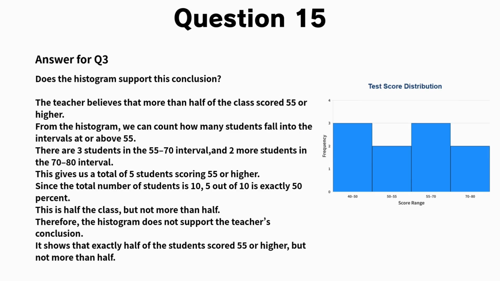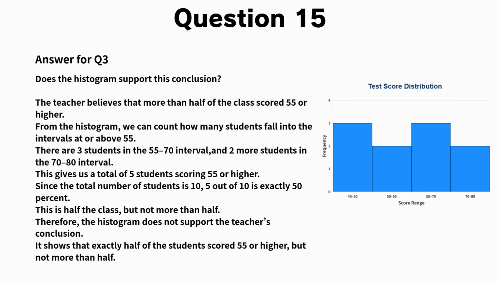Answer for question 3. No, the histogram does not support the teacher's conclusion. The teacher believes that more than half of the class scored 55 or higher. Let's check this using the data. From the histogram, we need to count students in intervals that are above 55. There are 3 students in the 55 to 70 interval, and 2 students in the 70 to 80 interval. This gives us a total of 5 students scoring 55 or higher. Since the total number of students is 10, we have 5 out of 10 scoring 55 or higher.